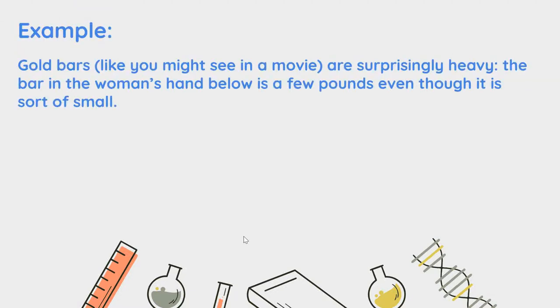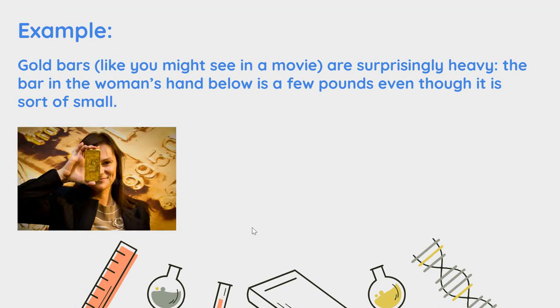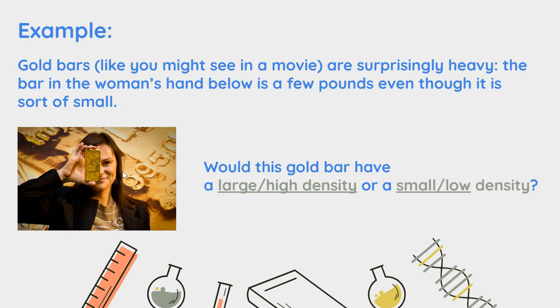Another example, gold bars, if you see them in a movie, like a heist movie, they're surprisingly heavy. The bar in this woman's hand is a few pounds, even though it's relatively small. Would this gold bar have a large and high density, or a small and low density?